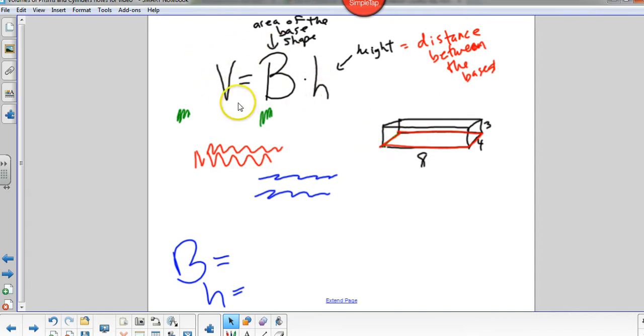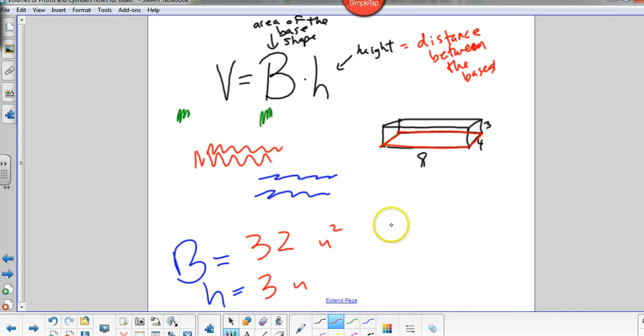But the volume formula itself, capital V for volume, is equal to, now notice I have capital B. I don't have lowercase b, as when in area it was the side length. Capital B is the area of the base shape, whatever the shape happens to be. So in this case, I'm going to have the base be 32. I have it 8 by 4, or 32 square inches or square units, and the height is 3 units.